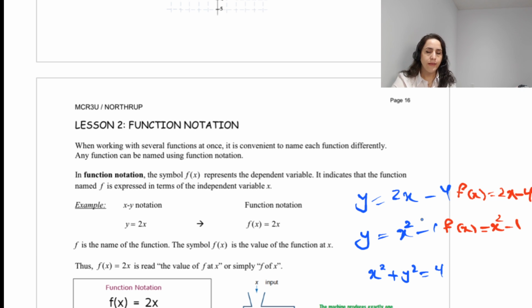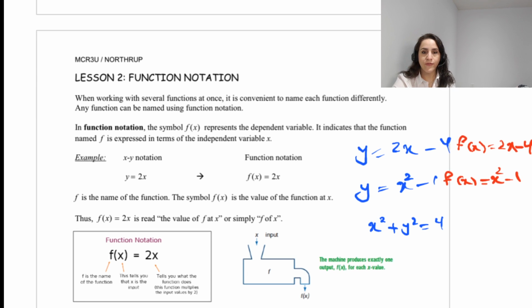But not all the time do we have enough with f of x, when I want to talk about different functions in the same question. Sometimes I'm using g of x, h of x. All of them are representing functions of x. Let's go over this lesson. Let's read whatever we have here. Maybe it helps us to understand more.